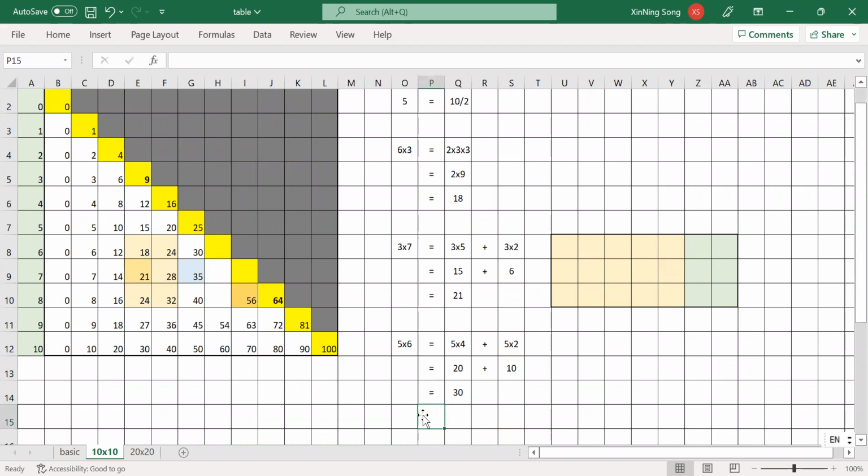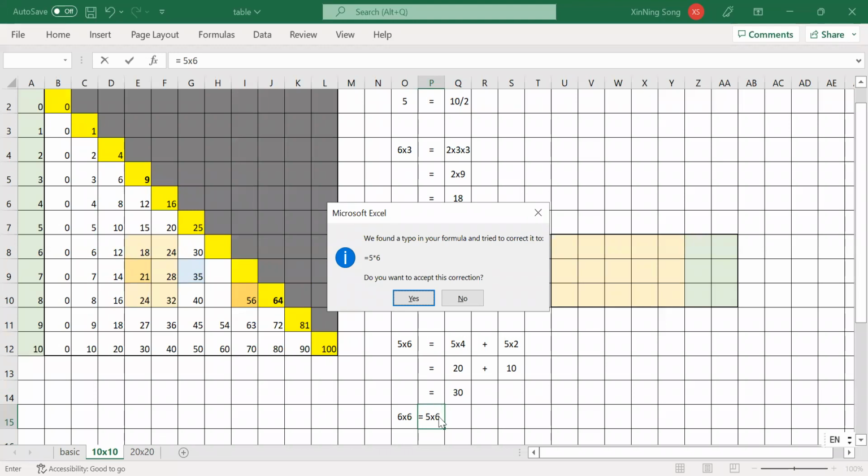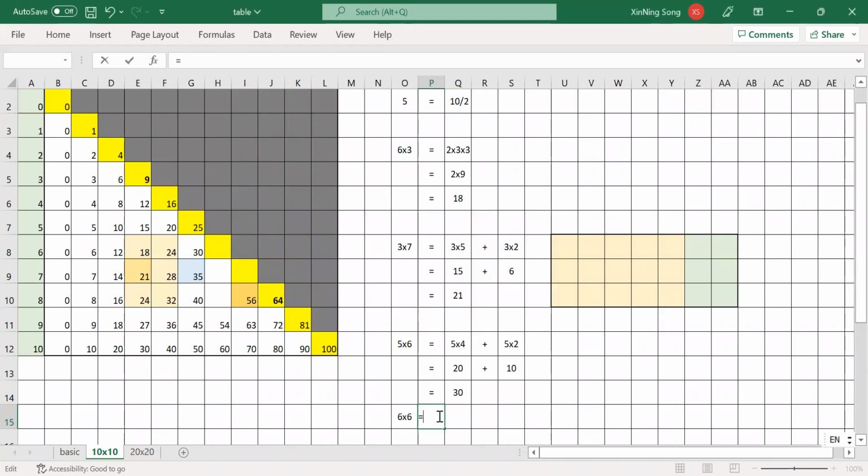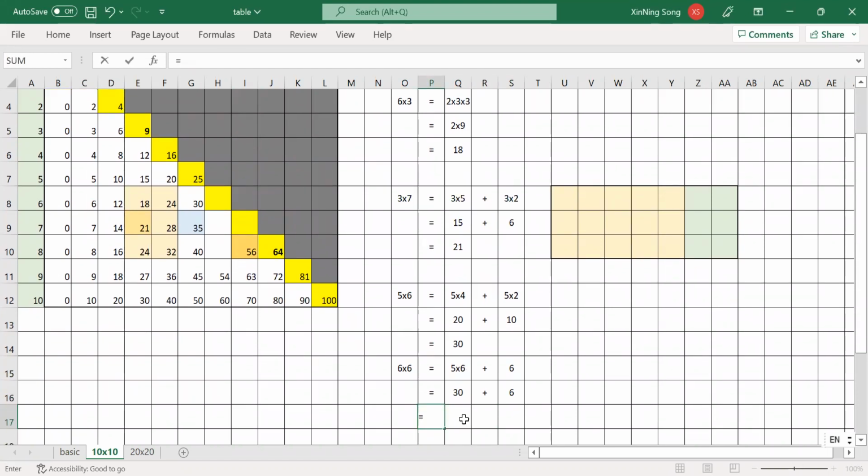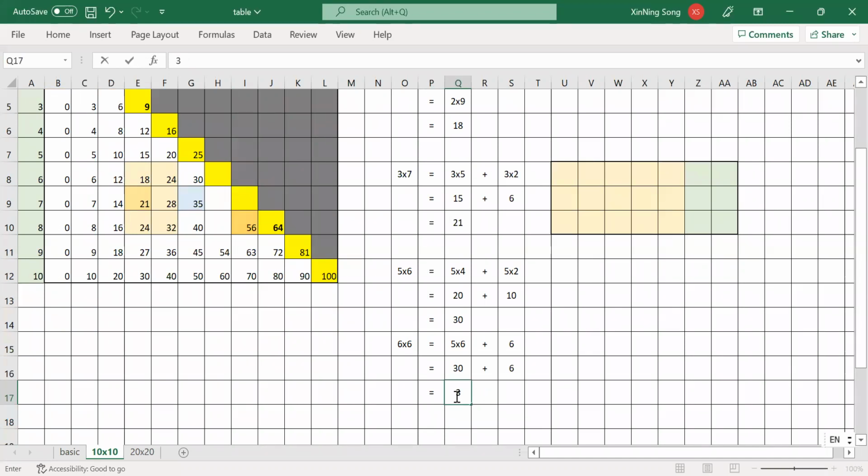So what is 6 times 6? It's equal to 5 times 6, and we just did this guy. We said this guy is 30, plus 6, right? So that gives us, what? Gives us 36.